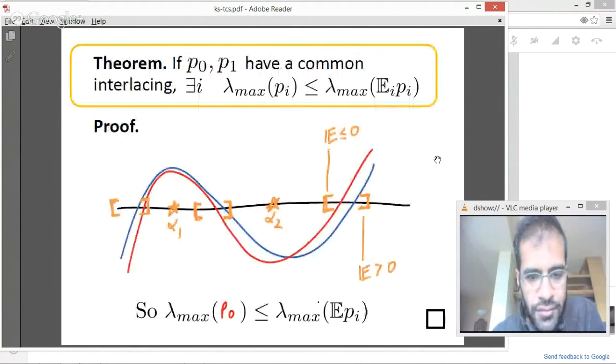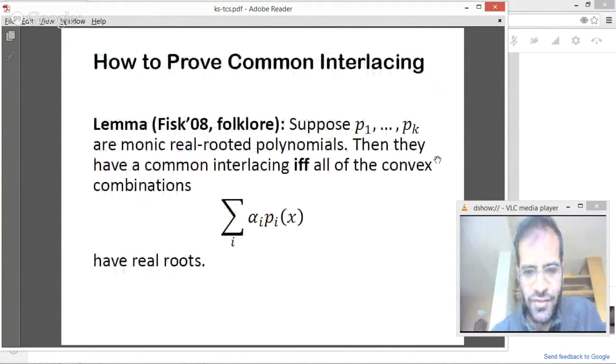So this is what we need for our averaging argument to work, right? Common interlacing. And it turns out that there's a very systematic way to prove that a common interlacing exists. This notion of common interlacing is very old, and there's a folklore result, which is also contained in the book of Fisk, which shows that the existence of common interlacings is equivalent to certain real rootedness statements.